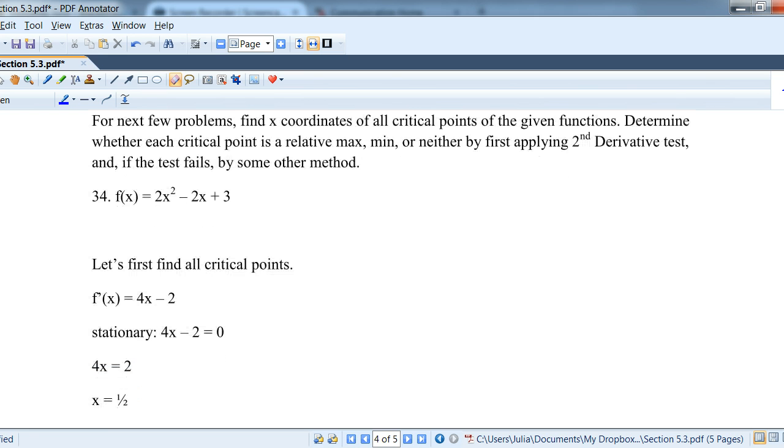Again, in this section, we can find critical points. We can take the derivative. There would just be stationary points because no interval is given, there are no endpoints, and there are no singular points. The first derivative is always defined. We find x, it happens to be a half.